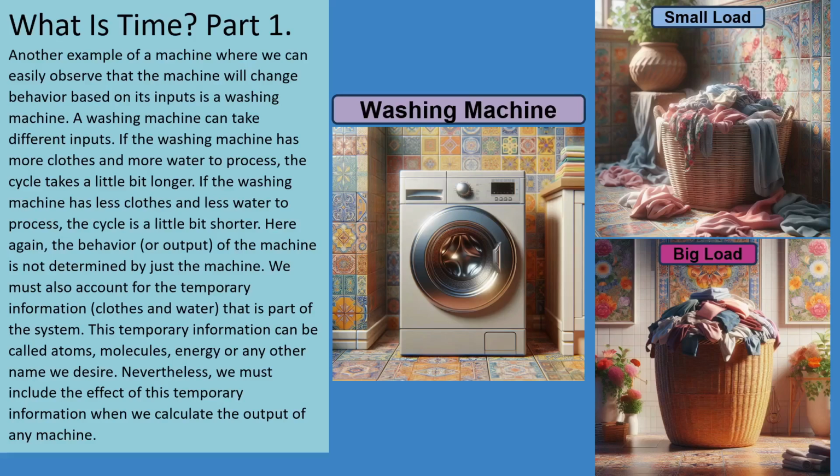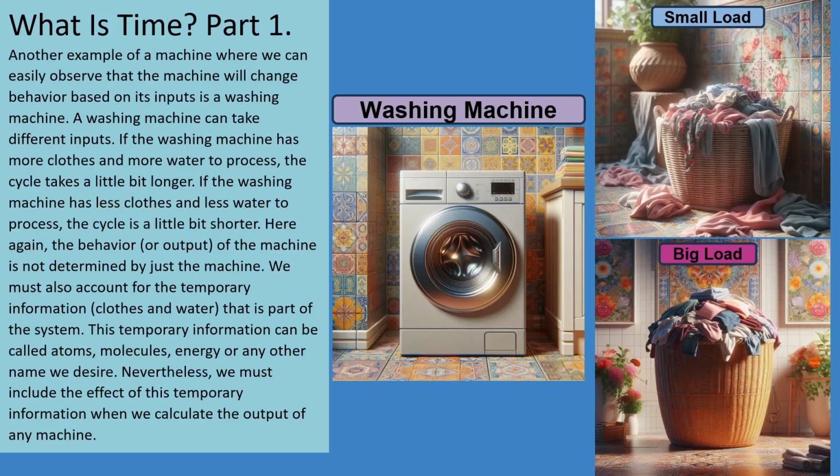Another example of a machine where we can easily observe that the machine will change behavior based on its inputs is a washing machine. A washing machine can take different inputs. If the washing machine has more clothes and more water to process, the cycle takes a little bit longer. If the washing machine has less clothes and less water to process, the cycle is a little bit shorter.